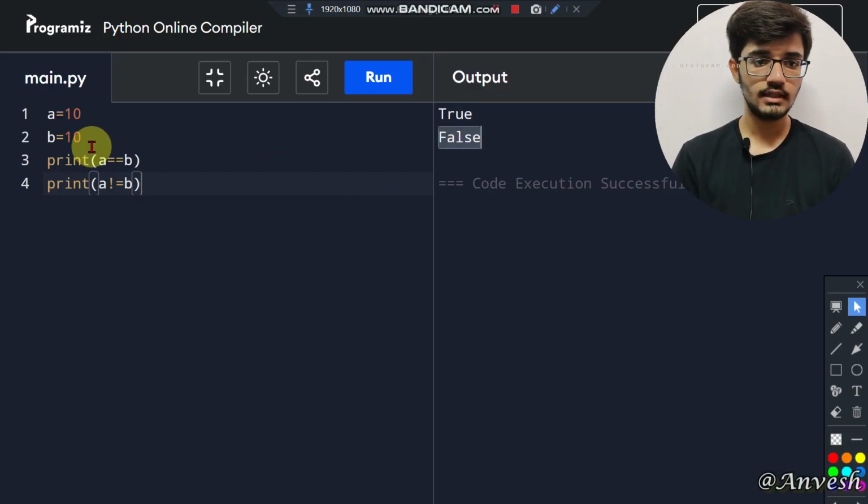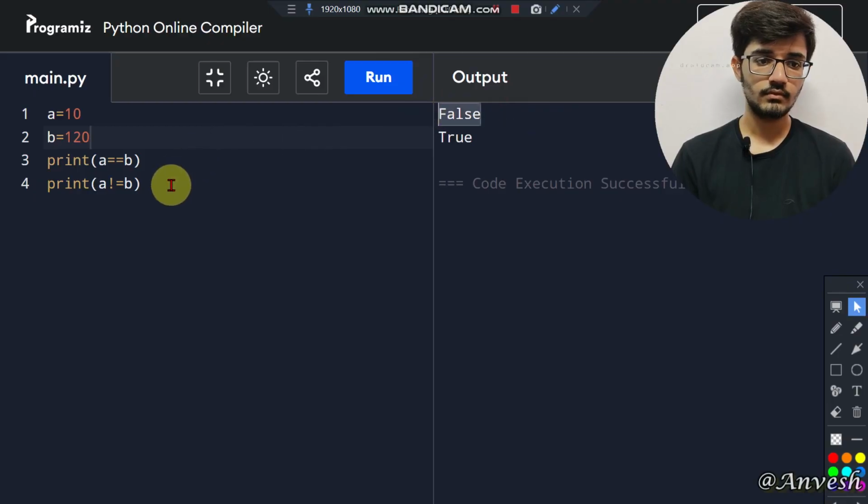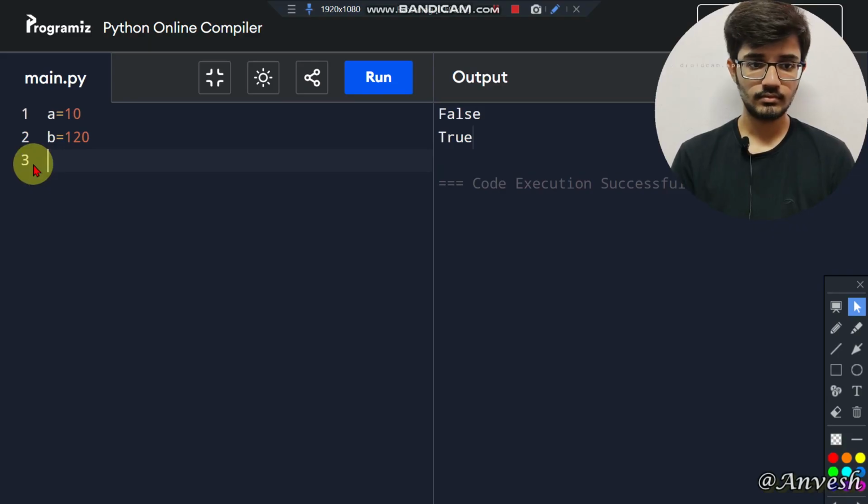Now let us see by changing the other value to 120. Okay, 120. So 120 is not equals to 10, so we got false here for equals. Yes, 120 is not equals to 10, so that's why we got the output as true here for not equals. Very simple.